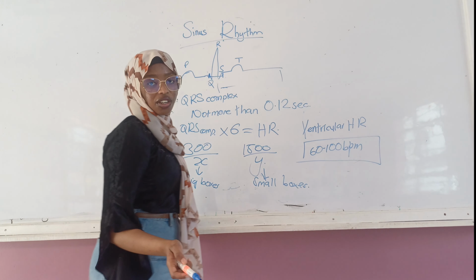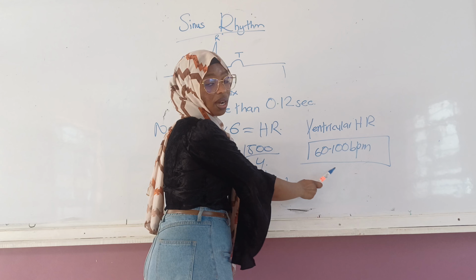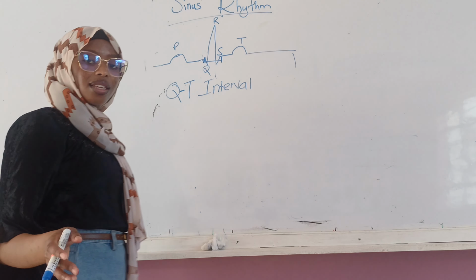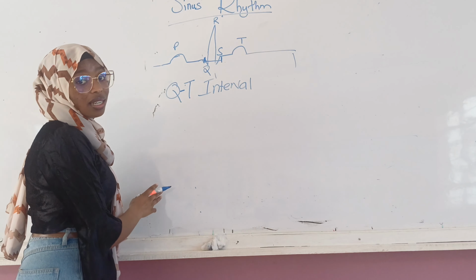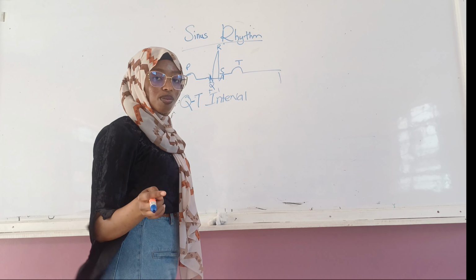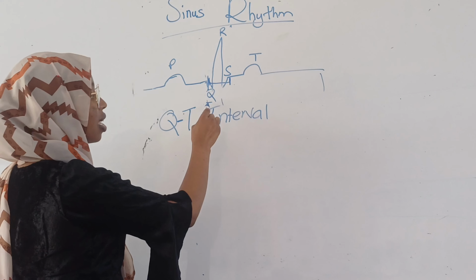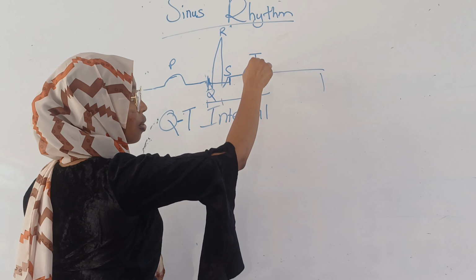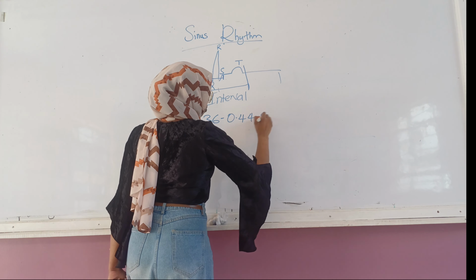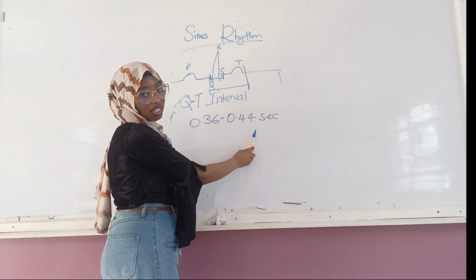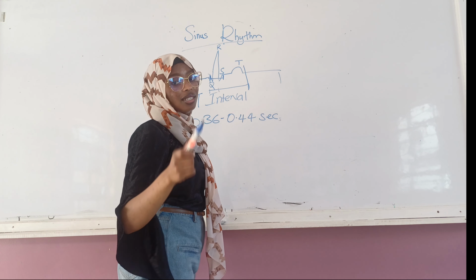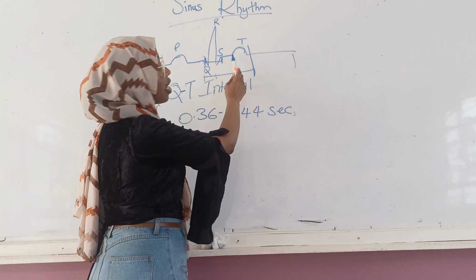The normal ventricular heart rate is also between 60 to 100 beats per minute, the same as the atrial heart rate. The other thing that we're going to discuss is the QT interval. The QT interval is measured from right where the QRS complex starts, that's where the Q is, up to the end of the T wave. A normal QT interval should be between 0.3 and 0.44 seconds. Right after the QRS complex, there should always be a T wave. The T wave should be rounded and well curved.